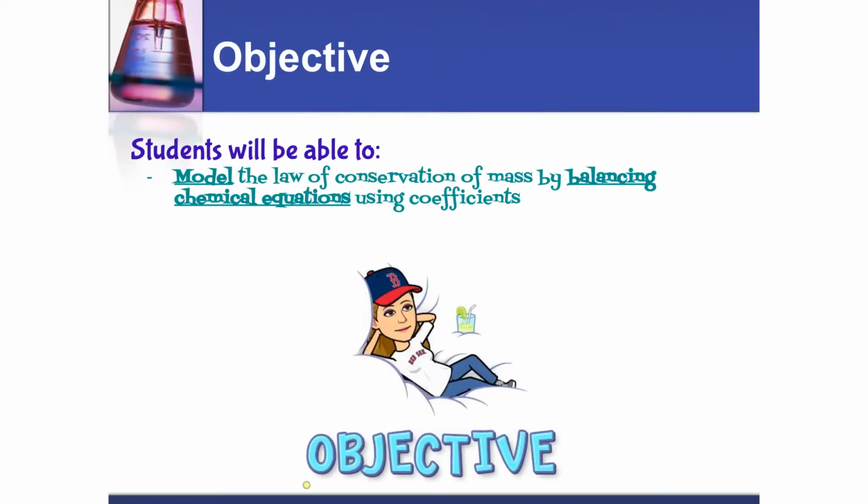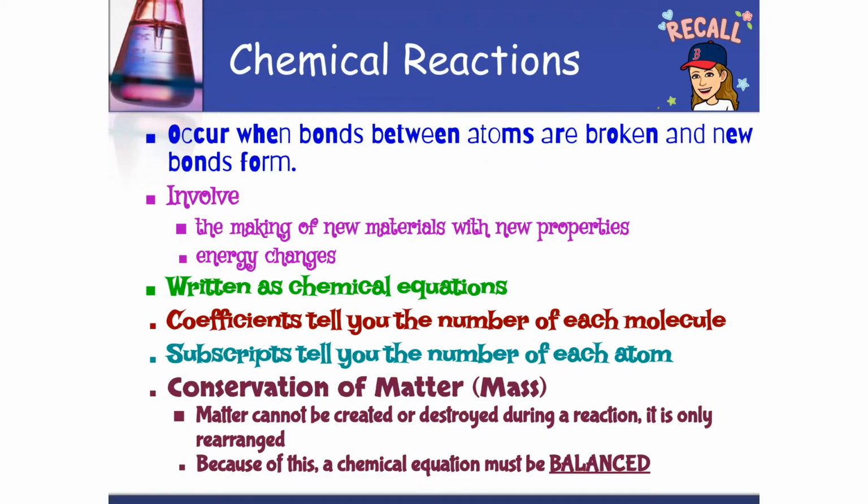The objective for today is that students will be able to model the law of conservation of mass by balancing chemical equations using coefficients. If you recall, chemical reactions occur when bonds between atoms are broken and new bonds form. They involve the making of new materials with new properties and energy changes. They are written as chemical equations. The coefficients tell you the number of each molecule. The subscripts tell you the number of each atom.